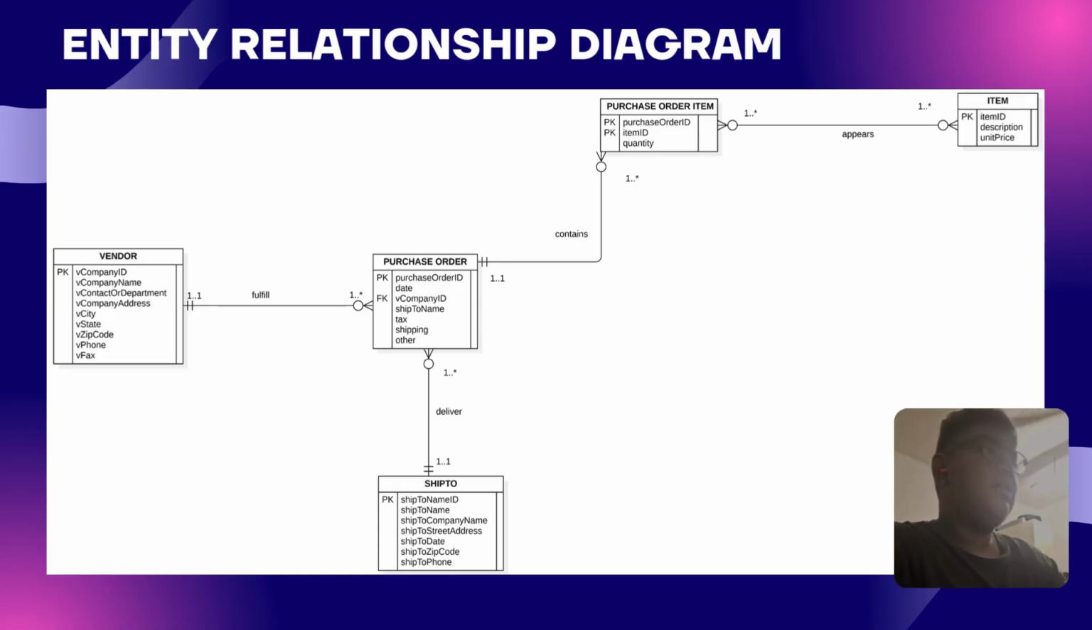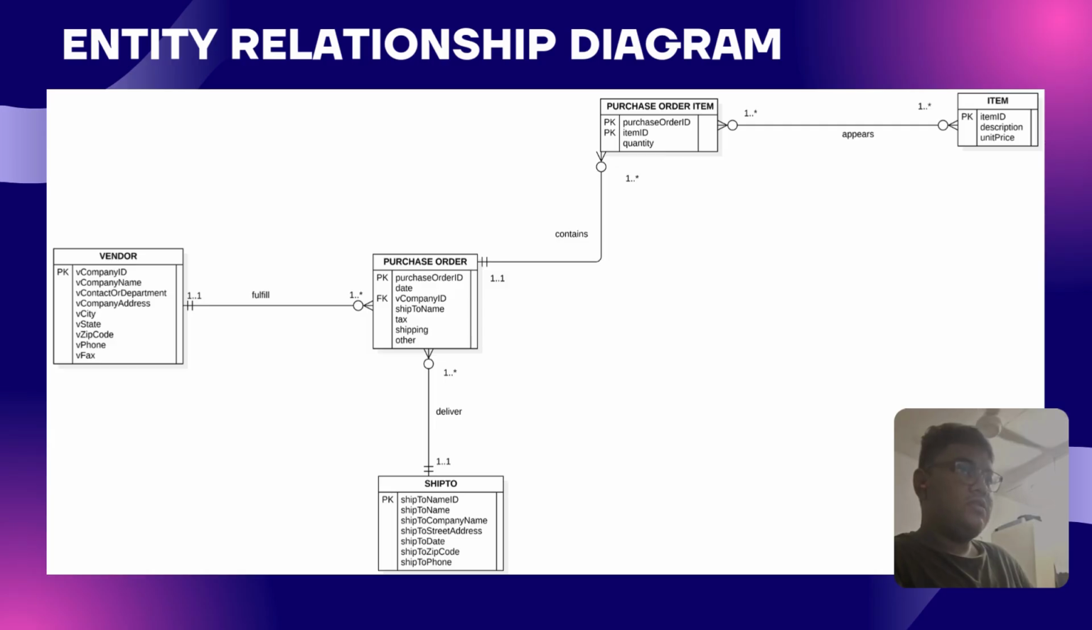Okay, the relationship between vendor and purchase order is that the vendor will fulfill the purchase order, and from vendor to purchase order, the relationship is 1-to-1. This is because one purchase order can only belong to one vendor, and from purchase order to vendor is one to many, because one vendor can fulfill multiple purchase orders. Then from purchase order to ship to, it is one to many, because one ship to, or one customer, can have multiple purchase orders. And then from ship to to purchase order, we have 1-to-1. This is because one purchase order is only for one customer or one ship to.